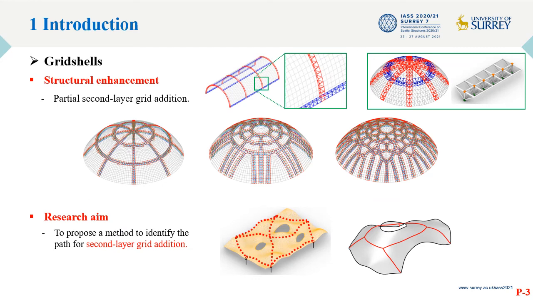To enhance the mechanical properties of the gridshells, we can add the second-layer grids to the single-layer structures. Here are some examples of gridshells with partial double layers. The challenge is the identification of the configuration path for the second layer grids, especially when free-form geometry is considered, where irregular boundary, drastically varying curvatures might be present.